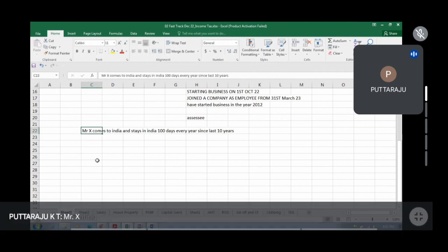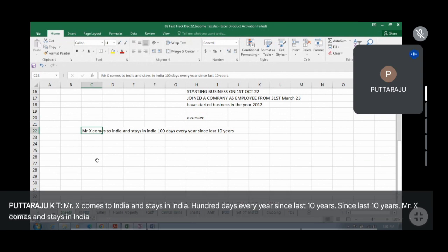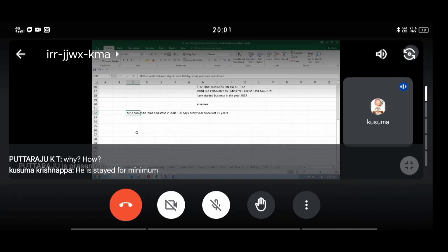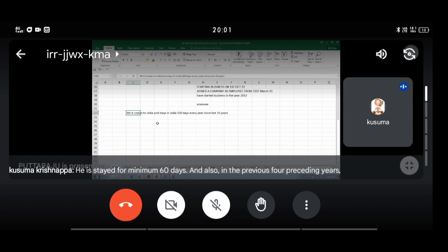X comes to India and stays in India 100 days every year since the last 10 years. Mr. X comes and stays in India for a minimum period of 100 days. Now tell me whether he is resident or non-resident. He is a resident, sir. Why? How? He has stayed for minimum 60 days, and also in the previous 4 preceding years, he has stayed for 365 days and more.